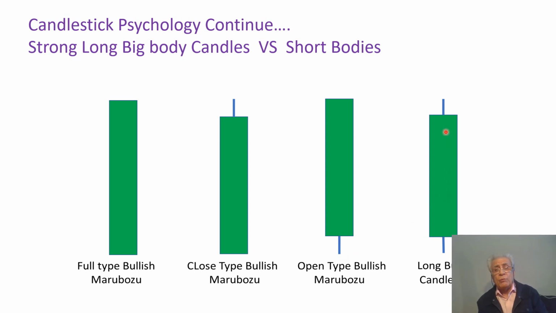This is another normal big body candle that you see in the price trend, and we have an upper and lower shadow, and still that is a sign of bullishness, and the next day the price will open a little bit higher than this one. So these are all strong bullish body candles.